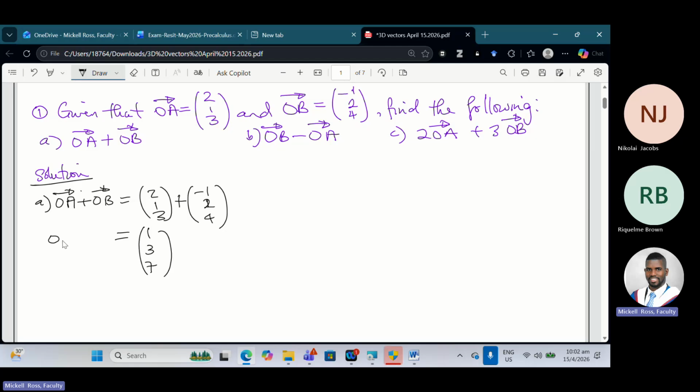So the resultant vector, which is OA plus OB, right? So the result here, this is called a resultant vector. We would have looked at this already. Right? So the resultant vector is 1, 3, 7.